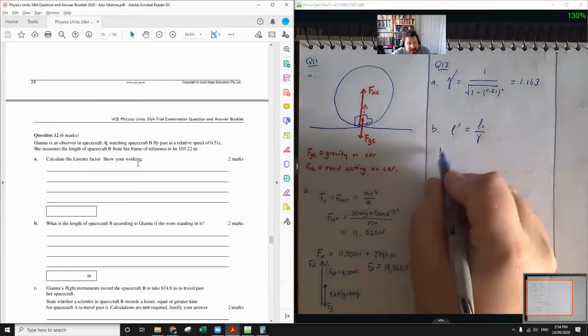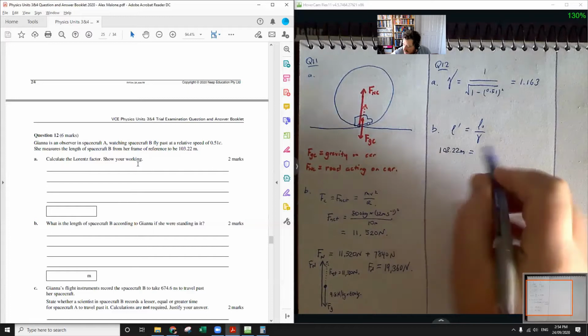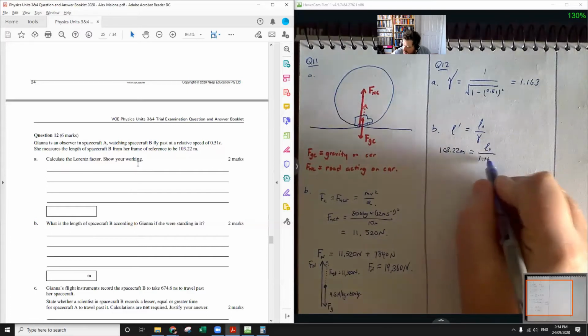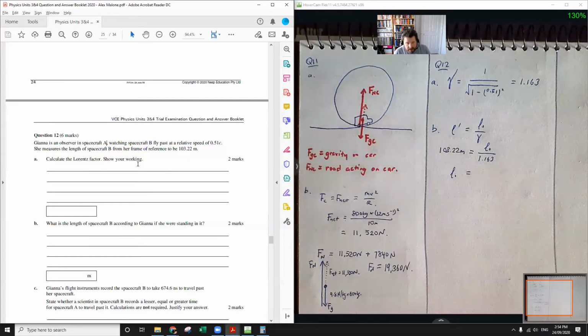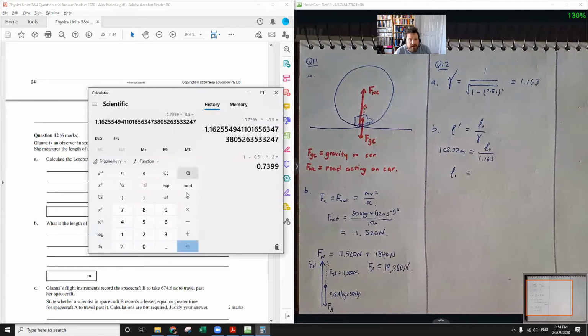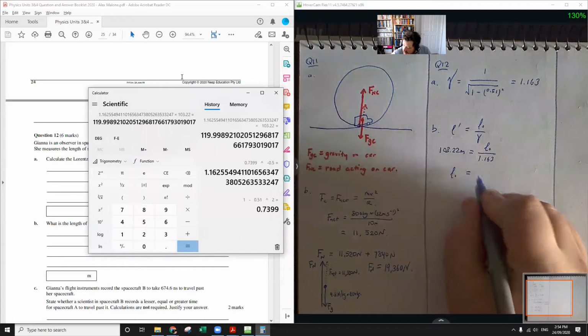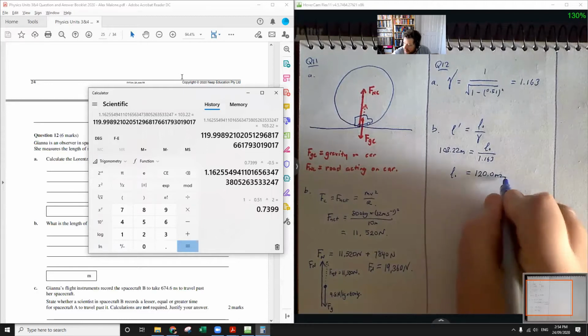So this is 103.22 meters equals L naught, the proper length, divided by 1.163. And so we get L naught equals 1.163 times 103.22, which is 120 meters. So yeah, there's no way to round that. So we get that.